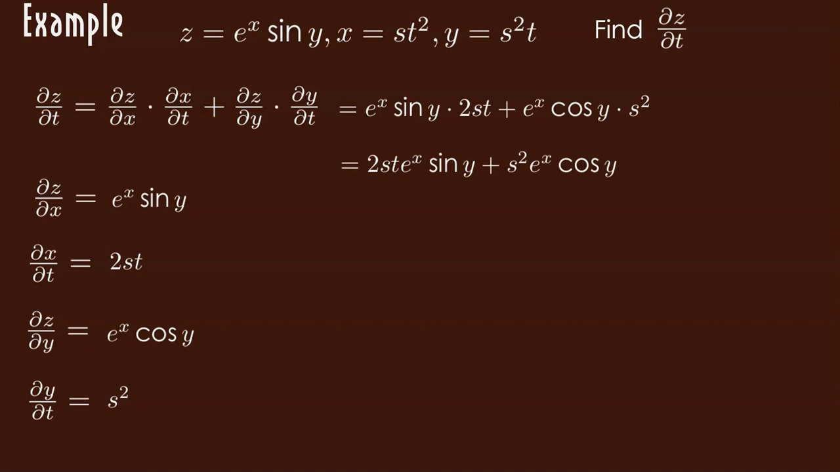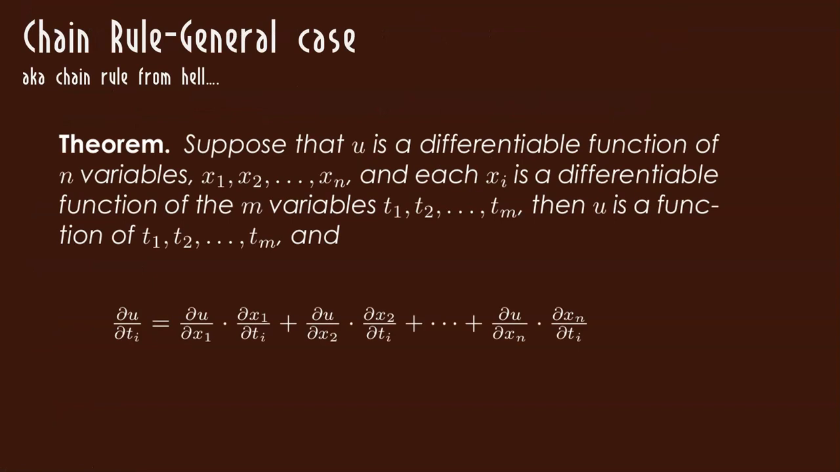Well, we've done u as a function of 2 things, and each of those 2 things is a function of 2 things. We need to make this generalized, because that's what we do in math. We take something and make it worse and worse and worse and worse. So here it is.